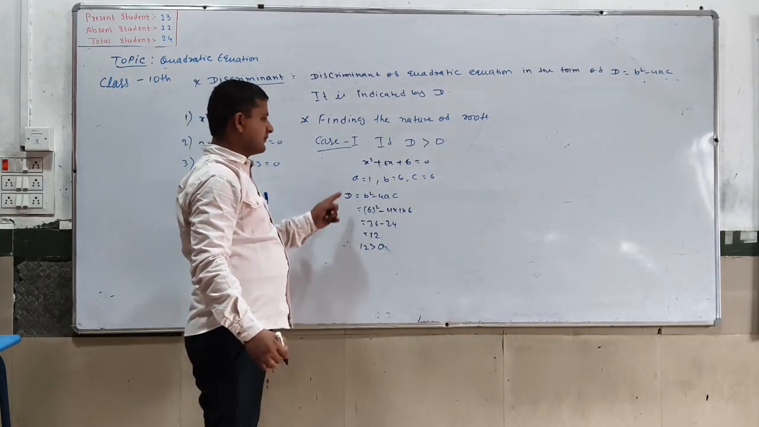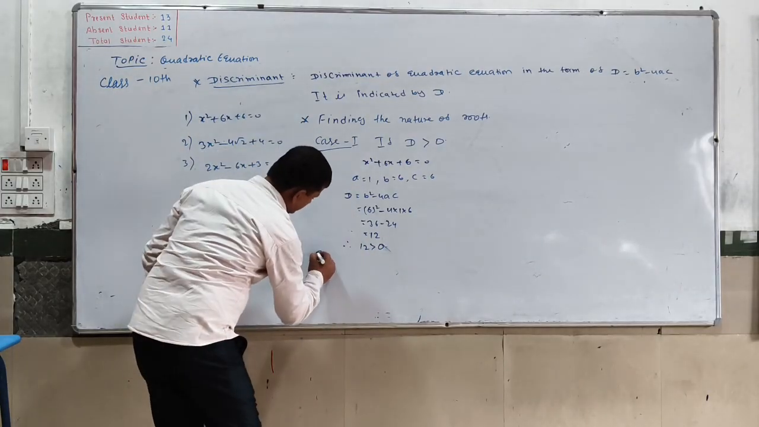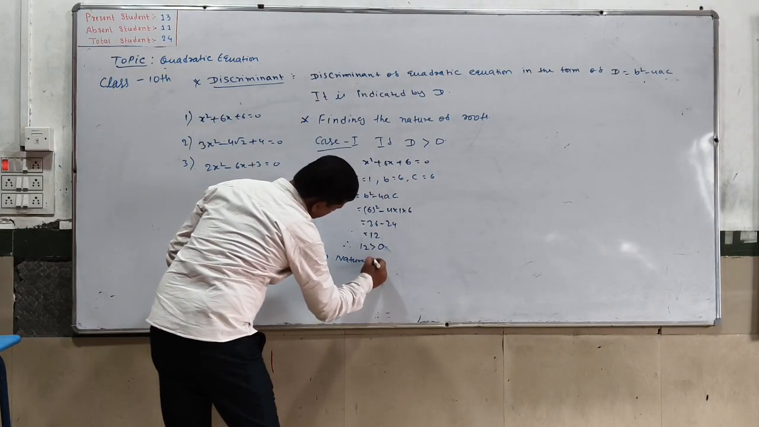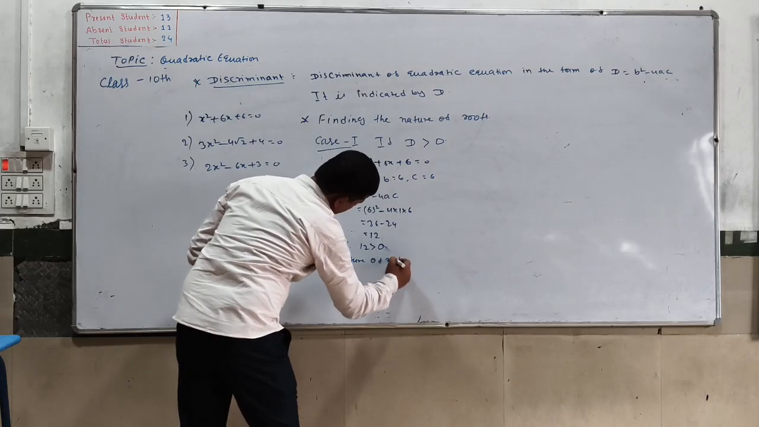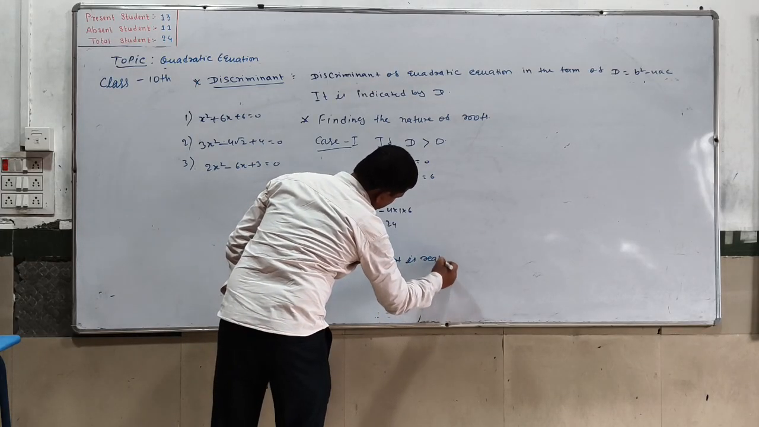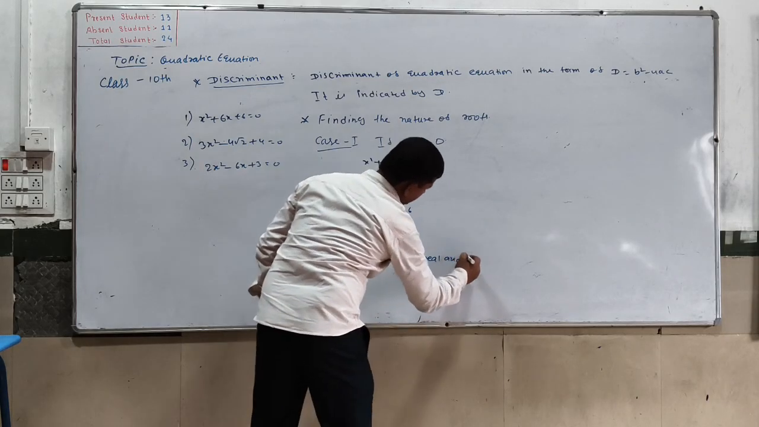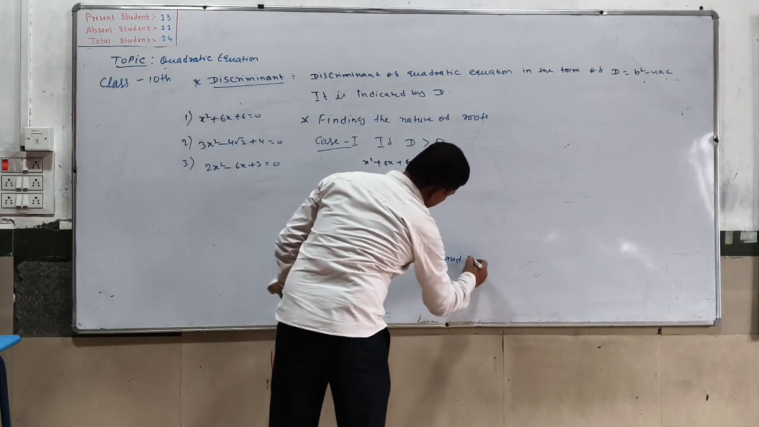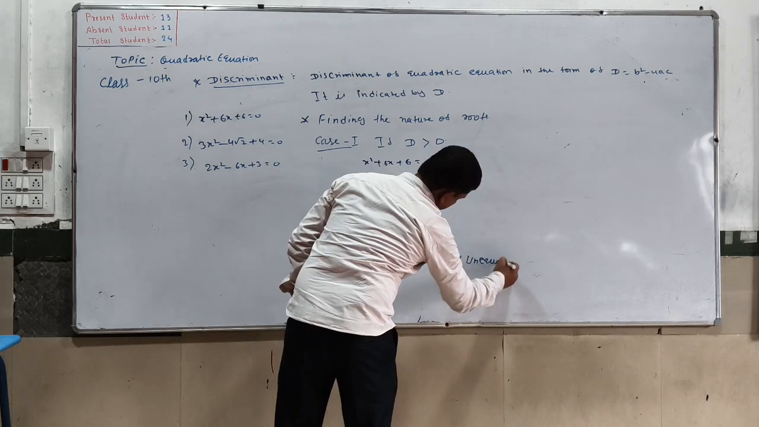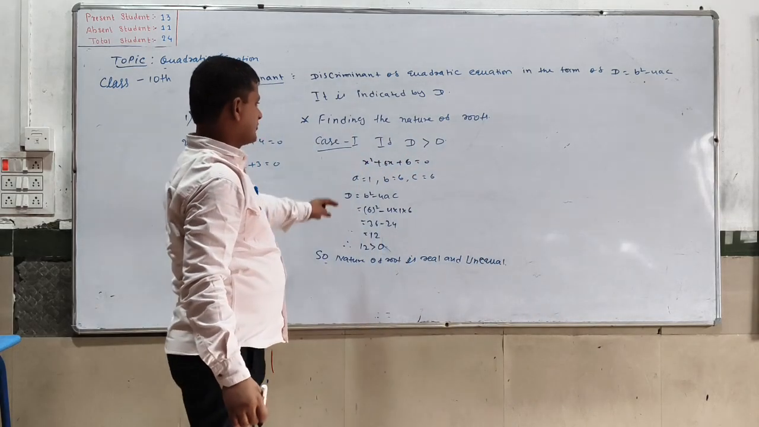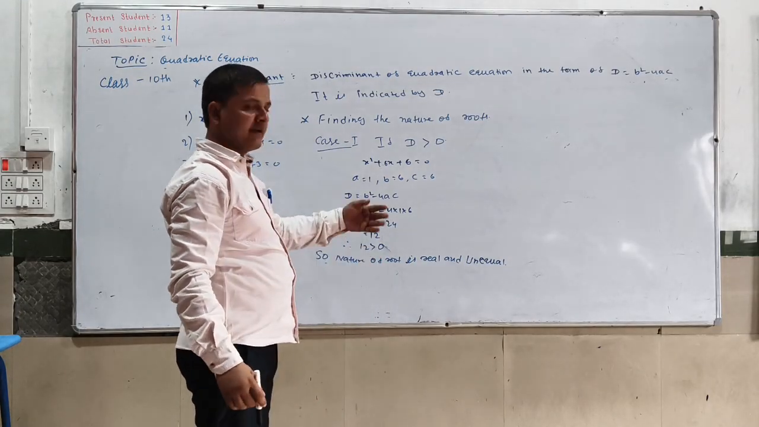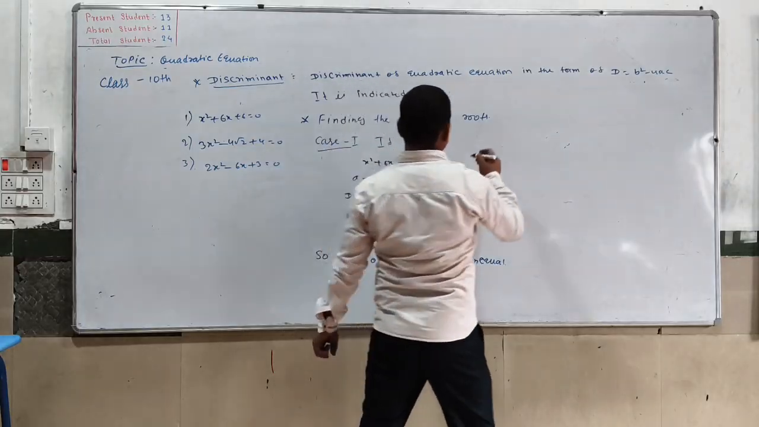So the nature of the roots is real and unequal. When we solve these equations, we get roots that are real and unequal. The next case is the second case.